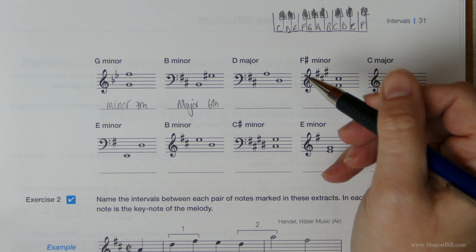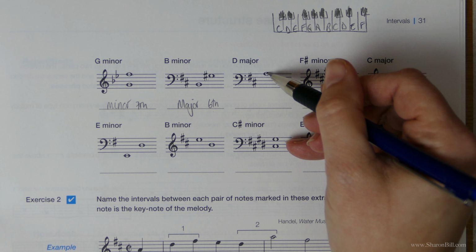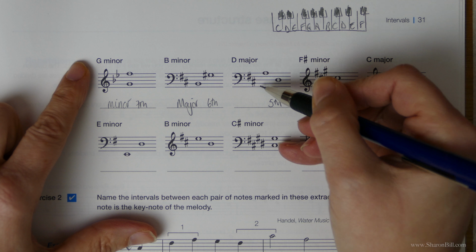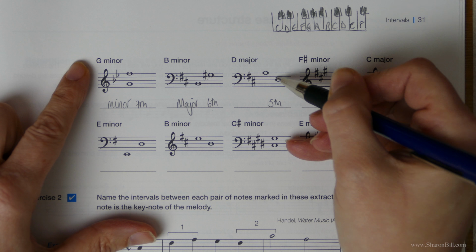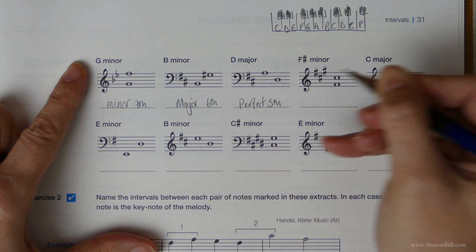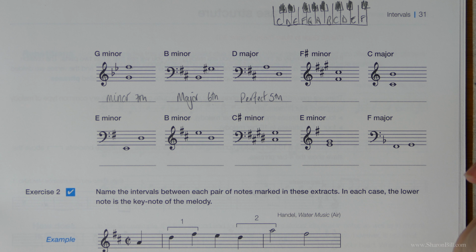Let's have a look here. So 1, 3, 5, it's a fifth. We're in D major, but that's kind of irrelevant because we know major or minor, it's a perfect interval. Fourths, fifths and octaves, if you remember.